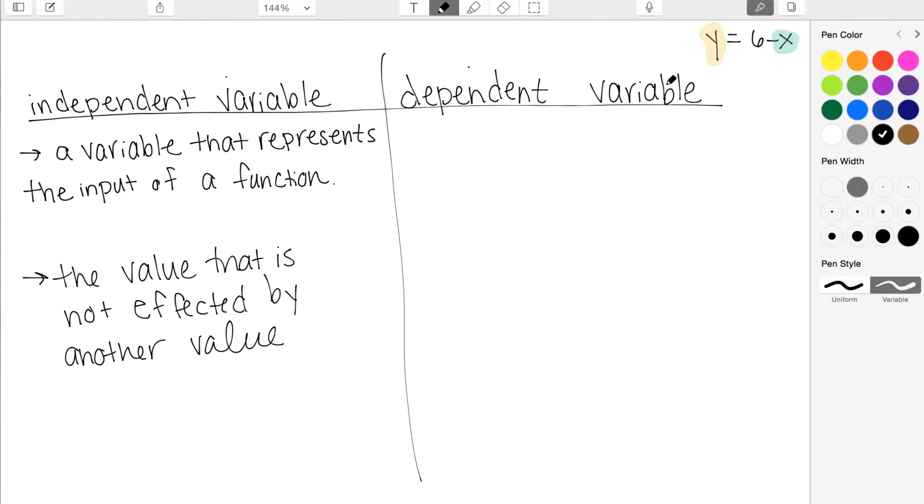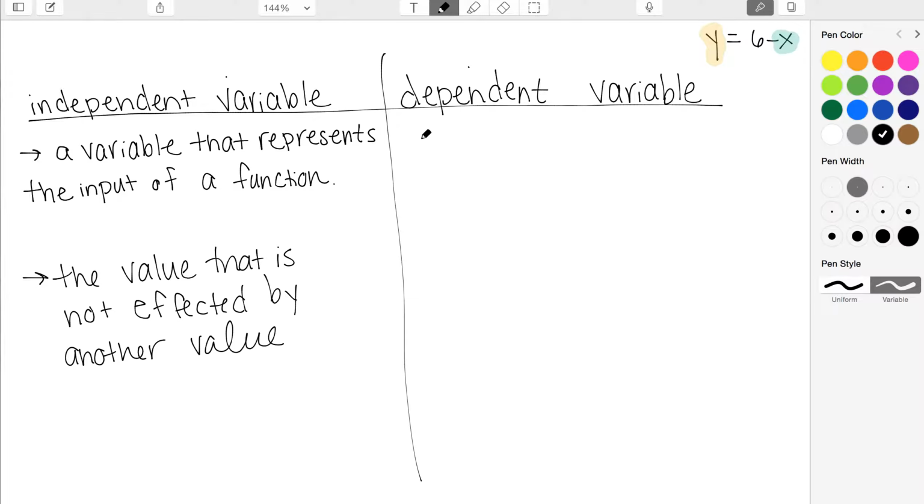Okay? So when I think about this here, y equals 6 minus x, the independent value is the thing that I'm going to be putting in first. And I can pick any number at all that I can do for this. So if I'm talking about this x, I could pick 2. 6 minus 2 is 4. I could pick 3. 6 minus 3 is 3. It's the number that I pick first, and its number is not affected by anything else.